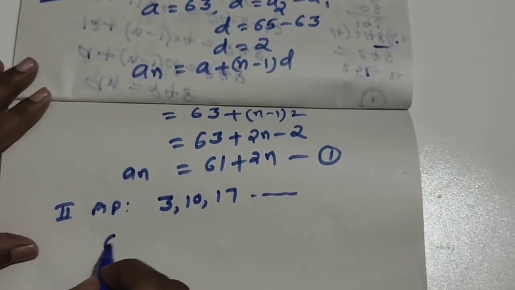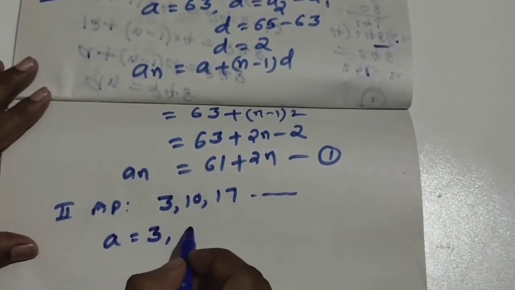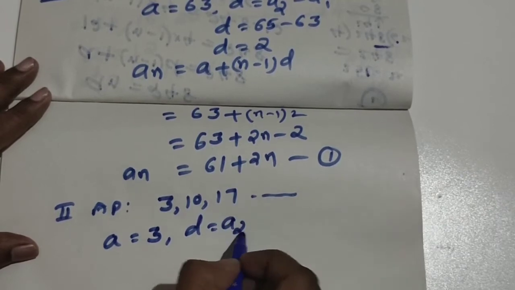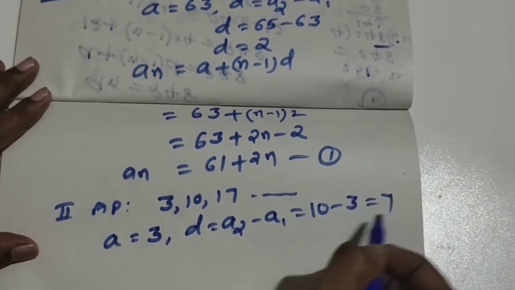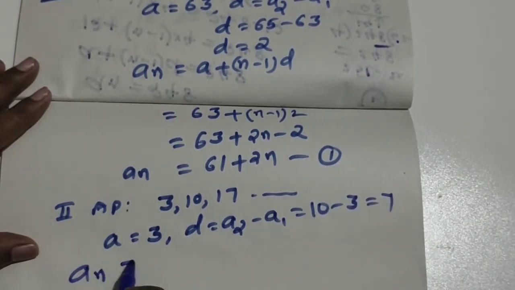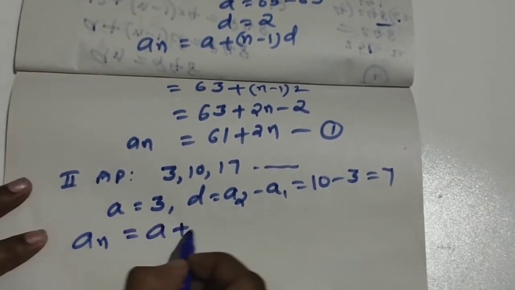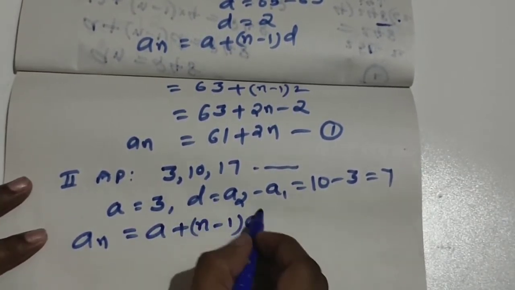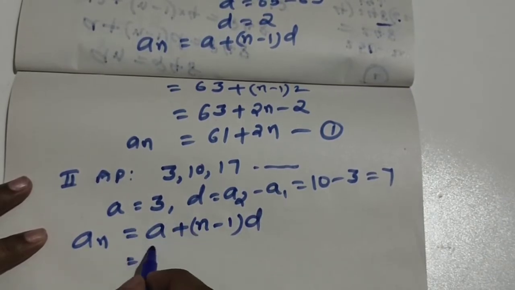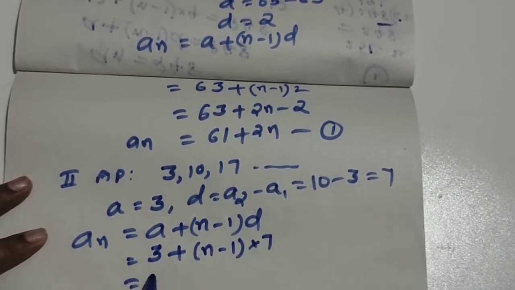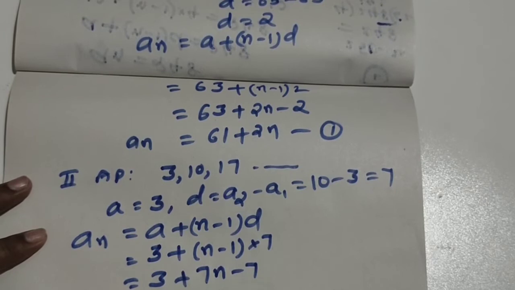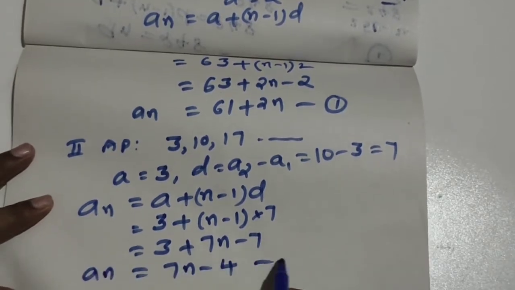Now here again, to get an we need a and d. The a value is 3, the d value is a2 minus a1, 10 minus 3, that is simply 7. Now an is equal to, what is the formula? Once again, a plus n minus 1 into d. Substituting the values, a is 3 plus n minus 1 into 7. Now 3 plus 7n minus 7, that is 7n, 3 minus 7, minus 4. So this is equation 2.